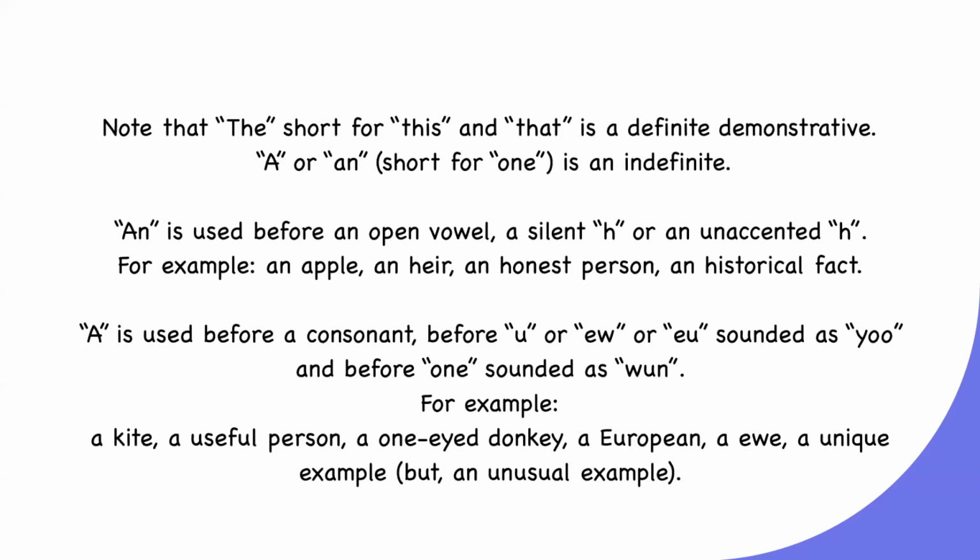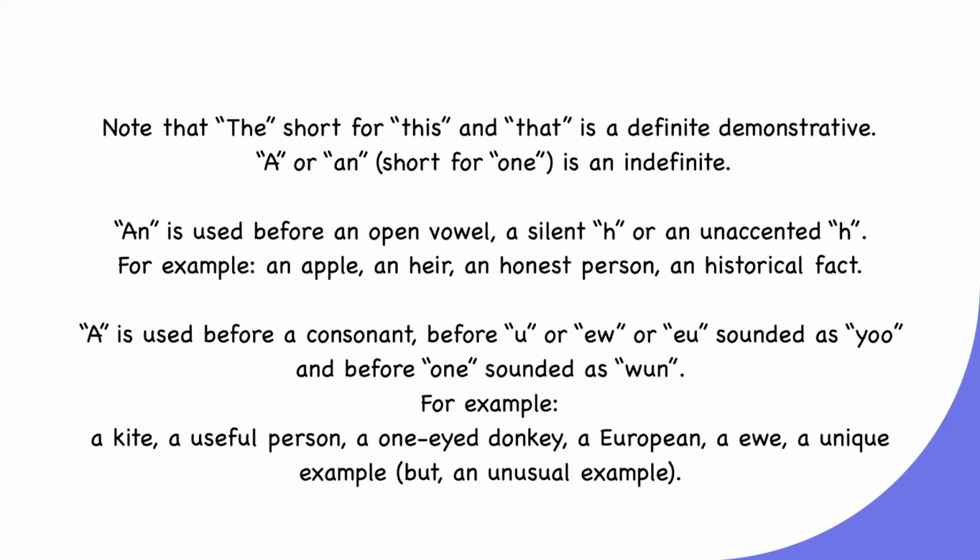Note that the, short for this and that, is a definite demonstrative. A or an, short for one, is an indefinite. An is used before an open vowel, a silent H or an unaccented H. For example, an apple, an heir, an honest person, an historical fact. Interesting, that an historical fact, because if I said historically, I'm using the H, but an historical fact is actually the correct pronunciation.